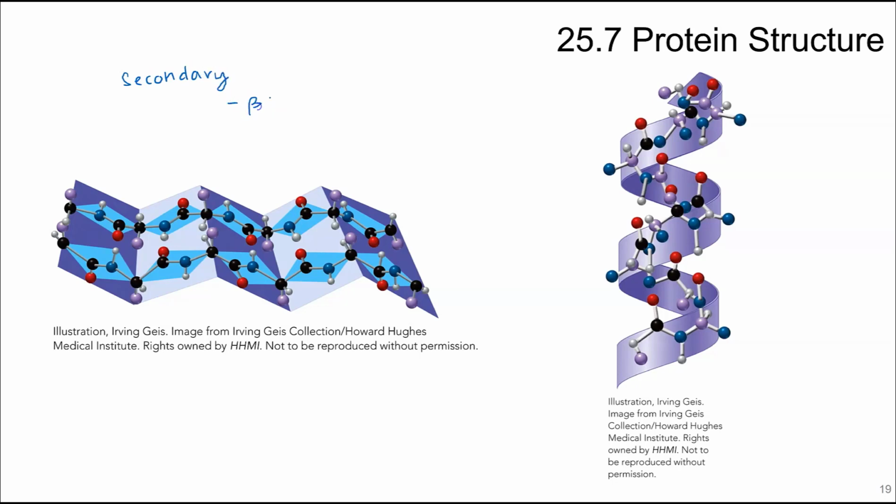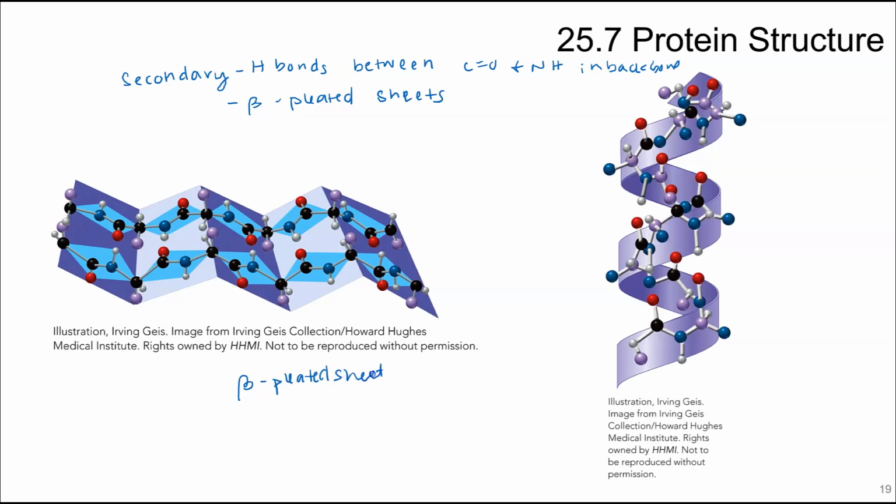And you can have beta pleated sheets, and these are held together by hydrogen bonds. So this one is the beta pleated sheet. And that looks like if you made a paper fan where you fold it back and forth, and you can see that there. And there's hydrogen bonding occurring between these groups along there, those carbonyls.